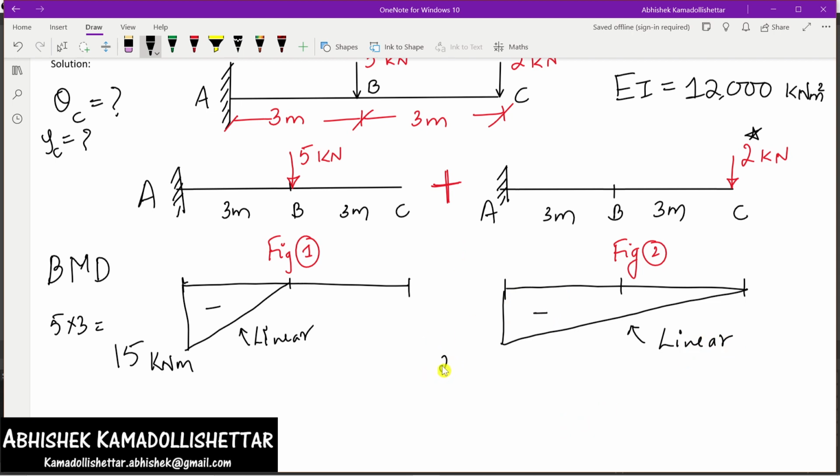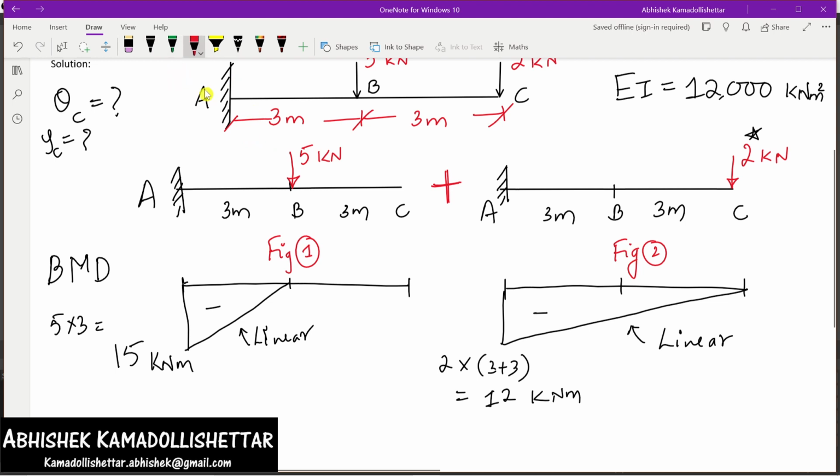So what will be the value? 2 into 3 plus 3. Okay, 3 plus 3 is 6. 6 twos are 12 kilonewton meters. Okay, fine. So these are the bending moment diagrams for the two beams considered separately. Now what do we want?